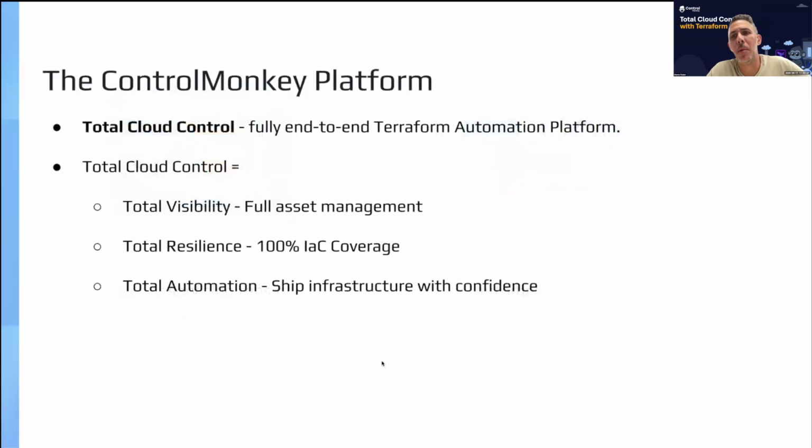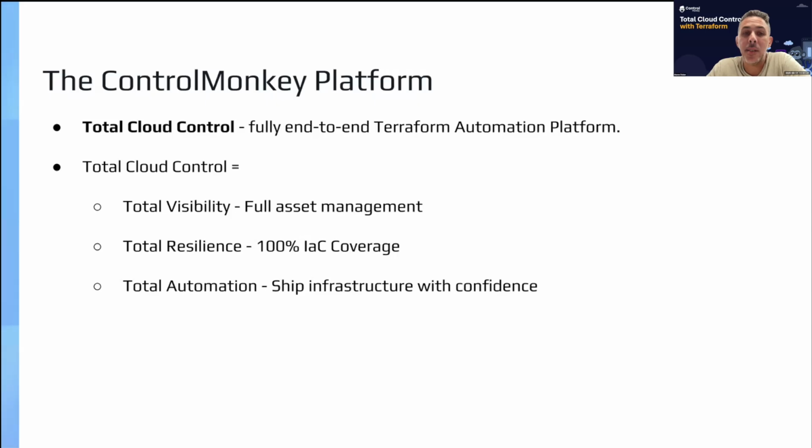So before talking about the case study, a little bit about ControlMonkey. It's a fully end-to-end Terraform automation platform. That means that we provide a set of tools to help customers to govern, automate, visualize, and spin up infrastructure at scale. And we provide total cloud control. When we talk about total cloud control, we mean three main things. First of all is total visibility. So understanding everything running in your cloud, full asset management across accounts, across regions, even across vendors.